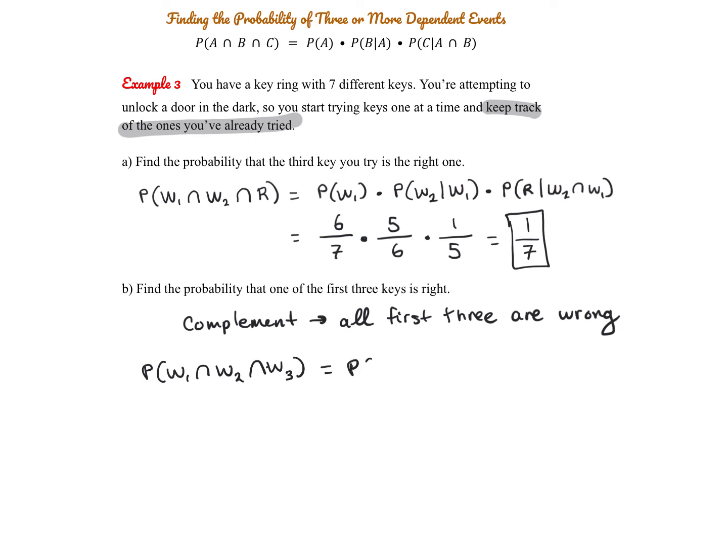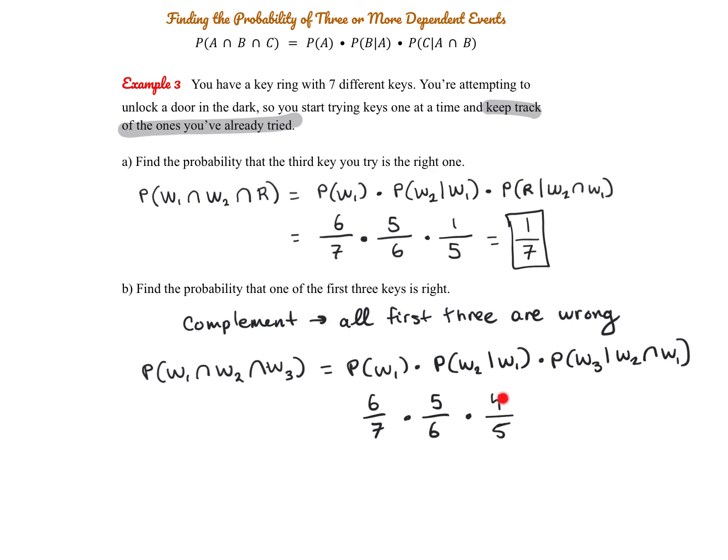So the probability that the first one is wrong is 6 out of 7. And then the probability that the second one is wrong, given that that first one was wrong, is 5 out of 6. Again, there's 1 fewer to pick from and 1 fewer favorable outcome. And then the probability that the third one is also wrong, given that the first 2 were wrong, is 4 out of 5 because there's 1 fewer wrong and there's 1 fewer total.